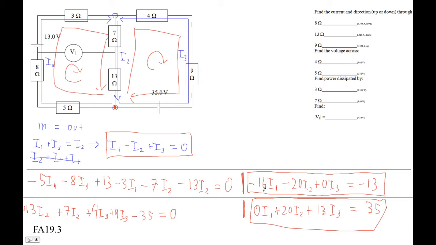Now we're ready. Now we can set up our matrix, right? So this guy would be 1, negative 1, 1. All right. Then this guy's going to be negative 16, negative 20, 0, 0, positive 20, 13, right? And then we invert that matrix and multiply it by the answers, which are 0, minus 13, 35.